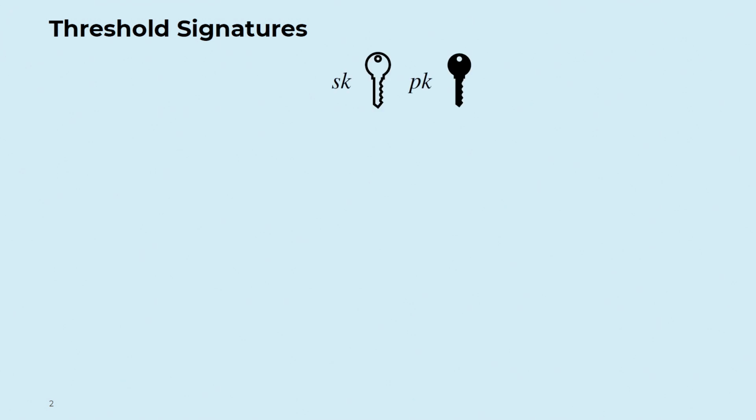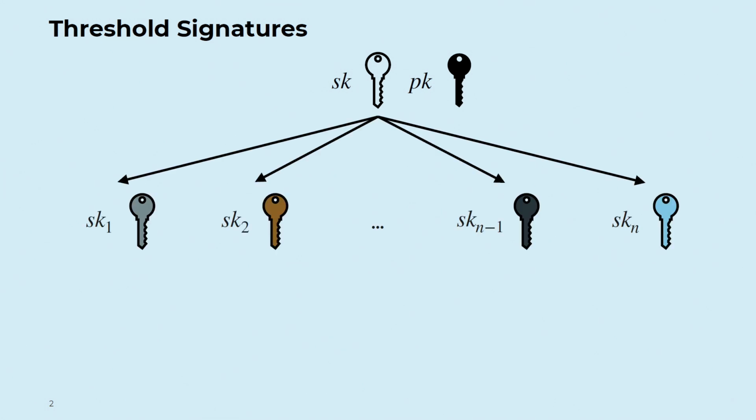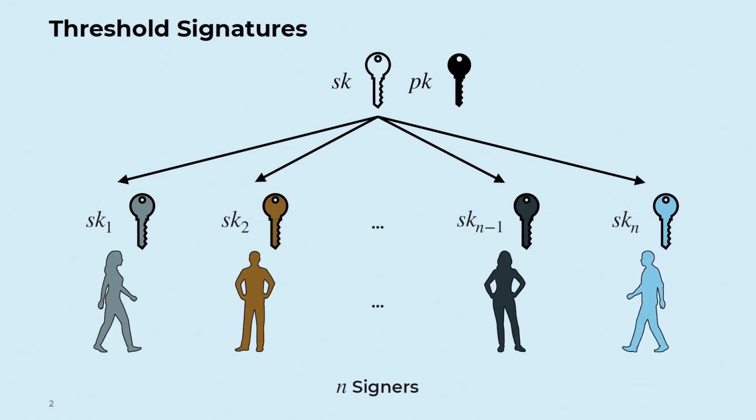You start with a public key and a secret signing key. Now the question is, where do you store that secret signing key? If you just store it on a single device, that's a single point of failure and a highly valuable target for an attacker. So what you could do is split up your secret key into n shares, and then give these n shares to n signers.